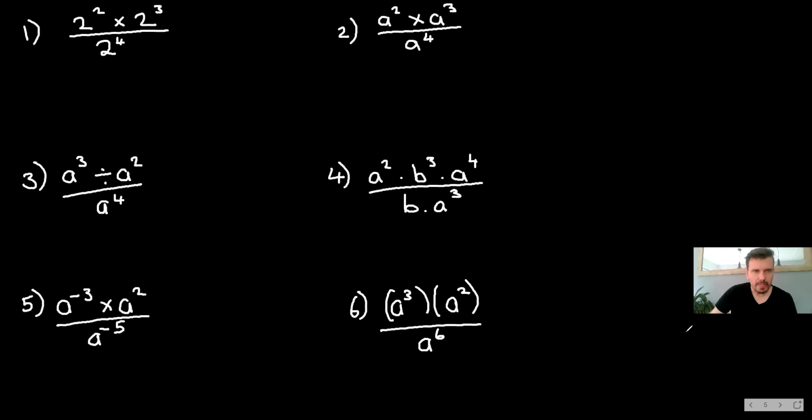So 2 to the 2 times 2 to the 3. Now get your piece of paper and try and do these by yourself. 2 to the 2 times 2 to the 3. So here we're adding them, so we have 2 to the 5. Remember, because we add the 2 and the 3 over here.